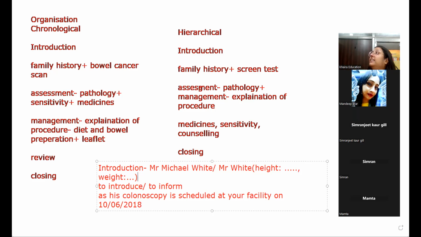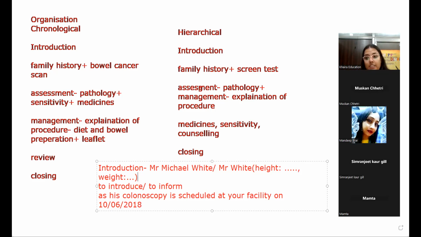Right. Anything else? Yes, Muskan? Ma'am, what about the age? Age will be there in the subject line, Muskan, not in the introduction. Any questions about the organization in the introduction?